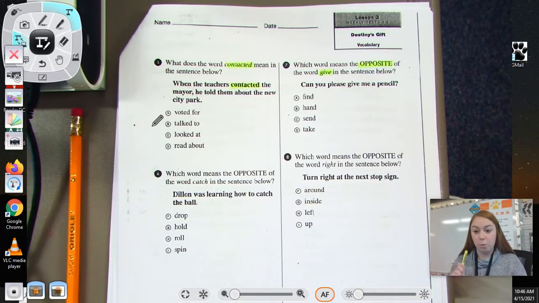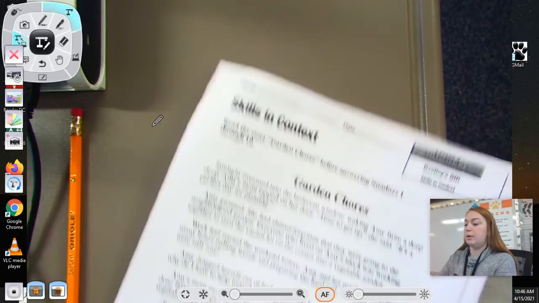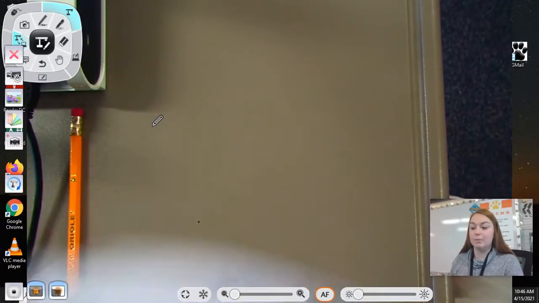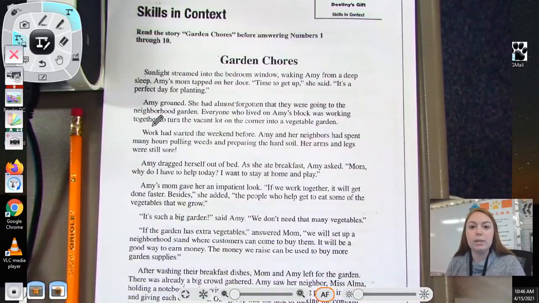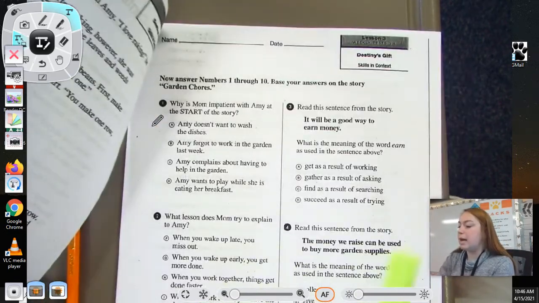Now, what we don't want to see you do with the highlighter is look at the story and highlight every single thing on that story. That's not what highlighting is for. That is just used for keywords, like vocab words, or again, going back in the story and looking for your answers.